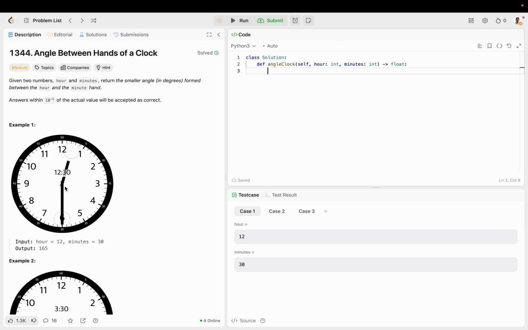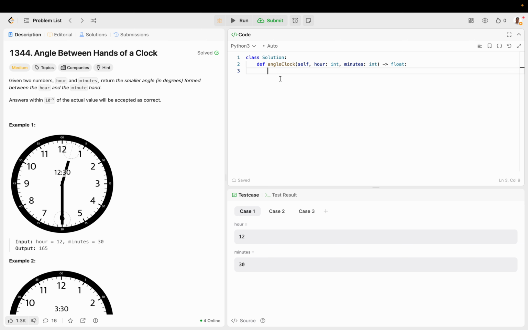So let's read the problem. You're given two numbers, hours and minutes, and you want to return the smaller angle in degrees formed between the hour and the minute hand. Answers within 10 to the power of -5 of the actual value will be accepted as correct. That's not really relevant, but what we want to do here is calculate the angle between the hour and the minute hand and see which one's bigger.